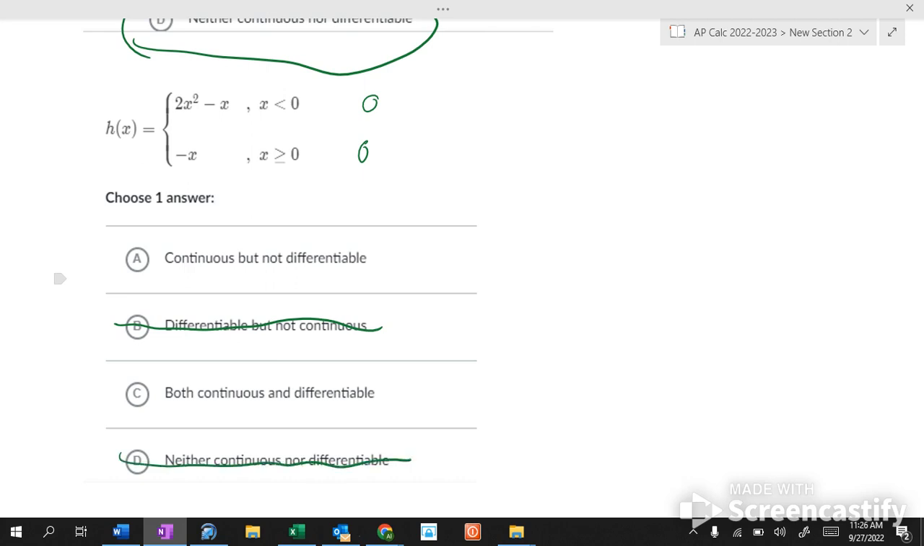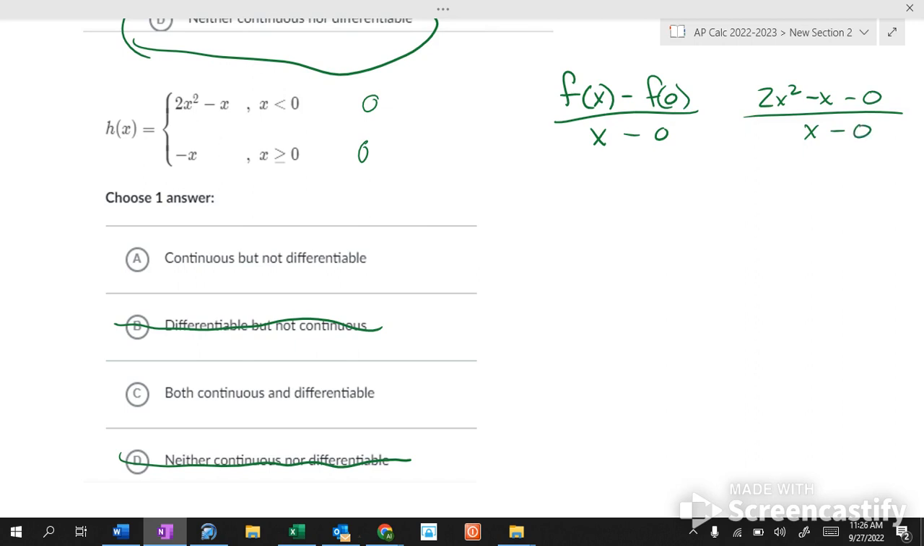So is it continuous and differentiable, or continuous and not differentiable? We have to take f of x minus f of 0 over x minus 0 for each of these. So f of x minus f of 0. f of x is 2x squared minus x, and f of 0 is 0, over x minus 0. So this is the top function. It's 2x squared minus x over x, which is 2x minus 1, because if we factor out an x and cancel, we get 2x minus 1.